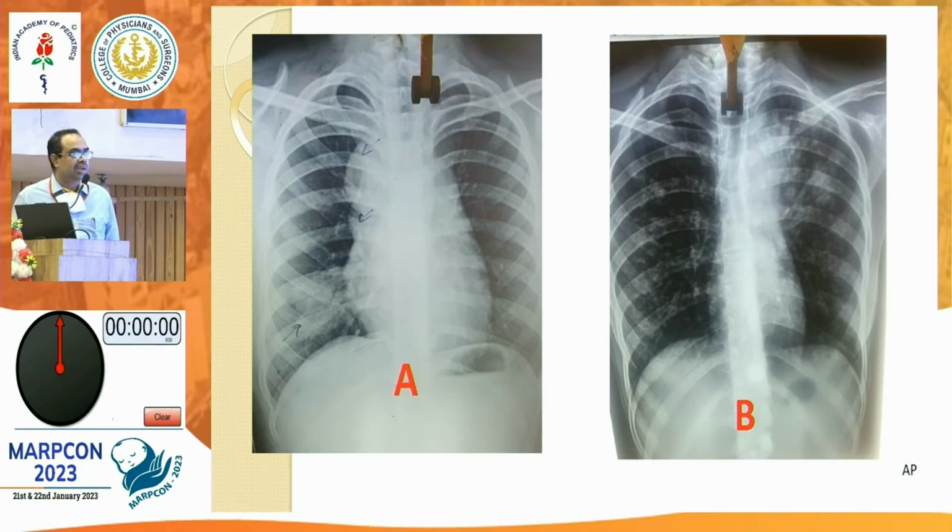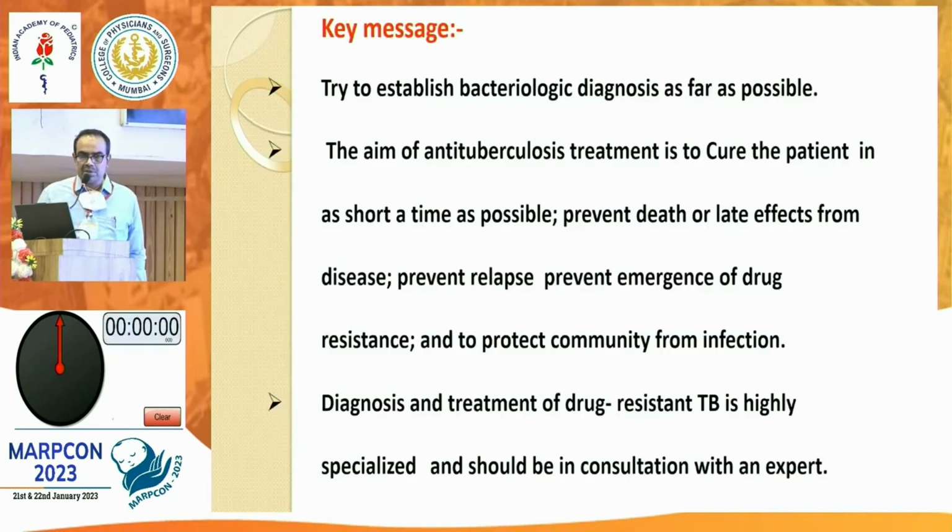We cannot start AKT empirically. Try to establish a bacteriological diagnosis as far as possible. And the aim of anti-tuberculous treatment is to cure the patient in a short period of time, to prevent death and late effect of disease, prevent relapse, and prevent drug resistance. Diagnosis and treatment of MDR TB is highly specialized and should be in consultation with an expert.